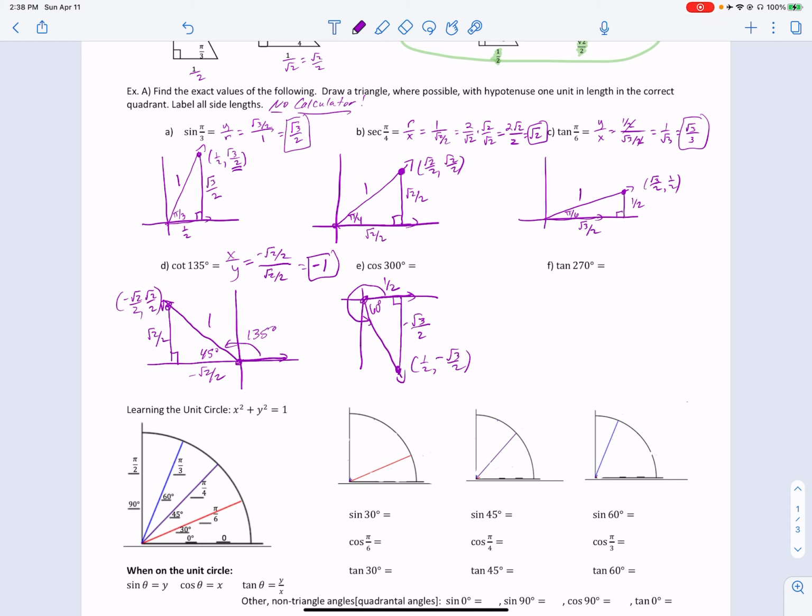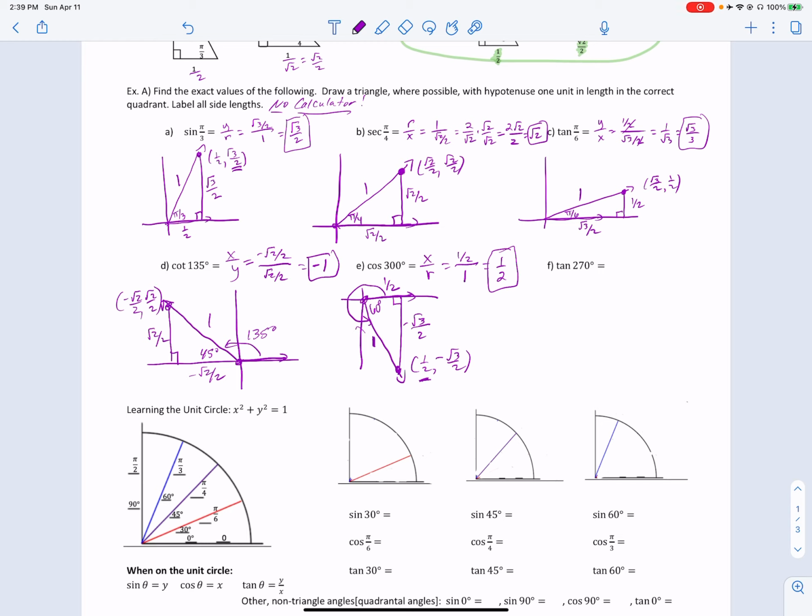And cosine is x over r, which is your 1/2 all over 1 because your radius is 1, and you get 1/2. When you are on the unit circle, when that radius is 1, the hypotenuse is 1, the cosine of that angle is going to be just that x coordinate.